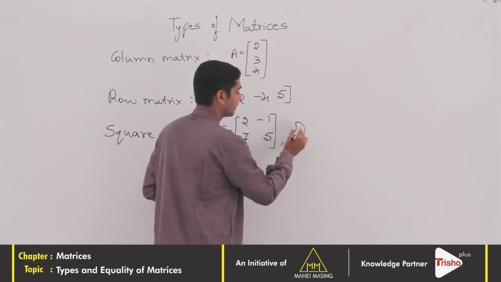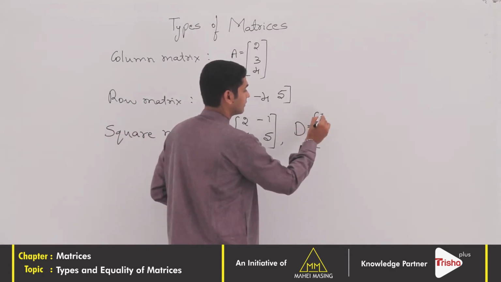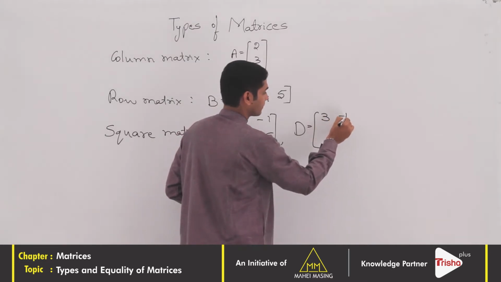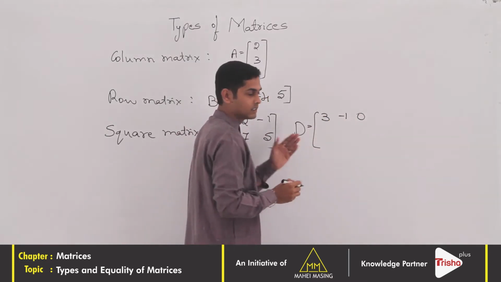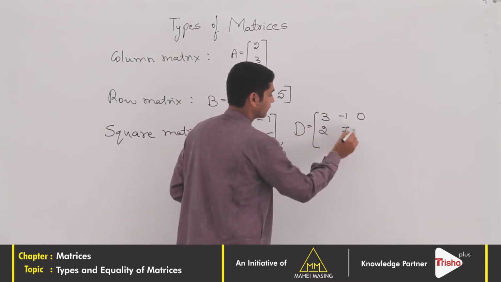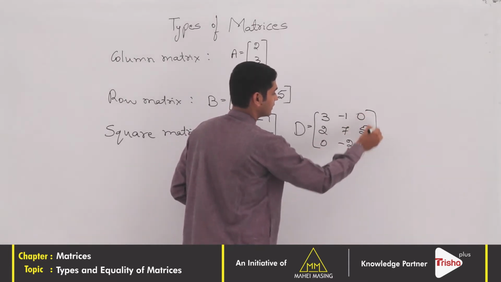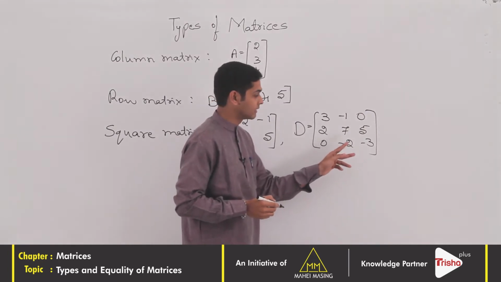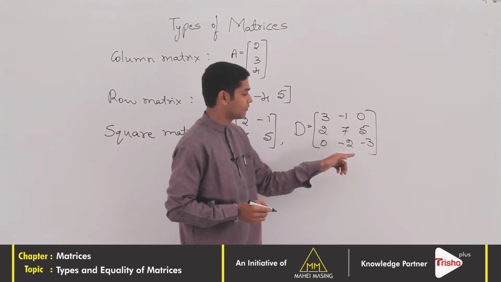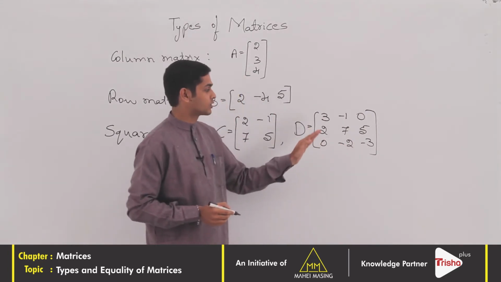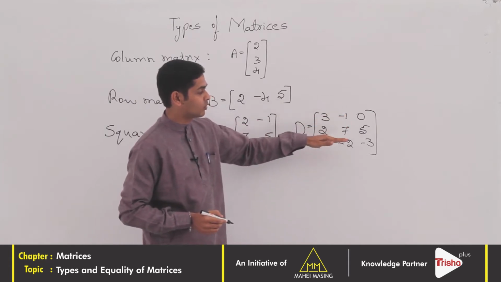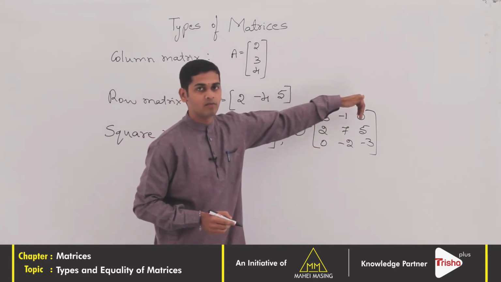And even 3 cross 3, 3 minus 1, 0, 2, 7, 5, 0, minus 2, minus 3. This is a matrix of order 3 cross 3. Therefore, this is an example for a square matrix because number of rows is equal to number of columns.